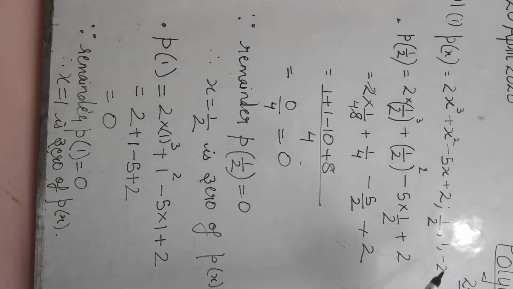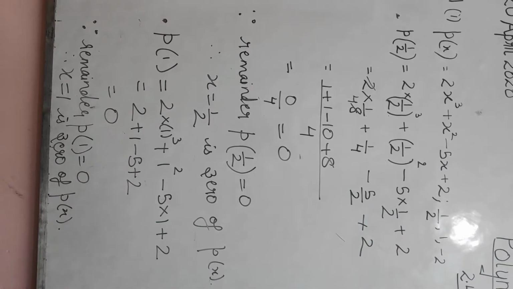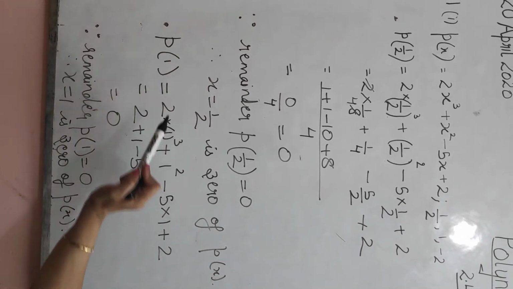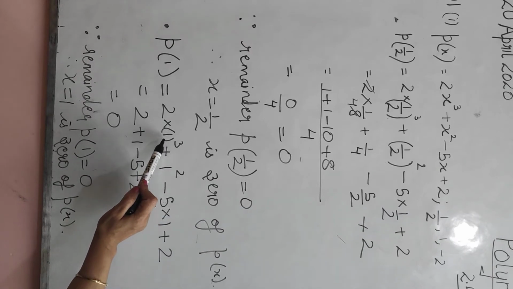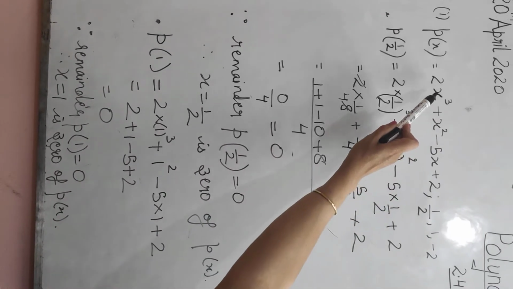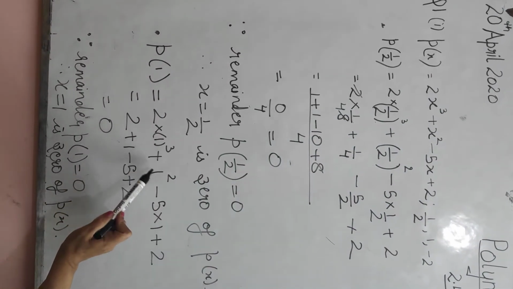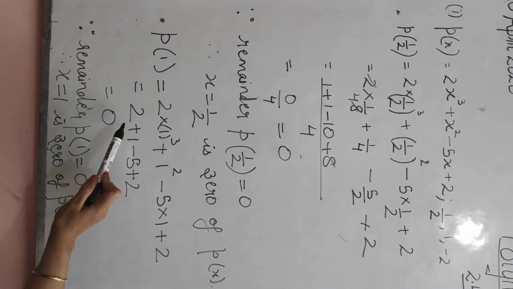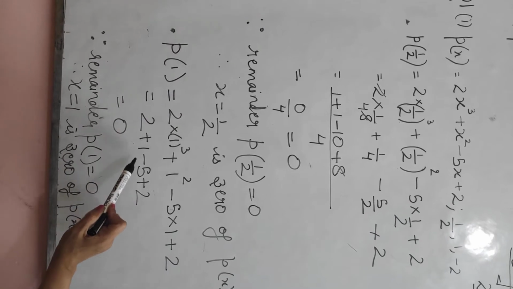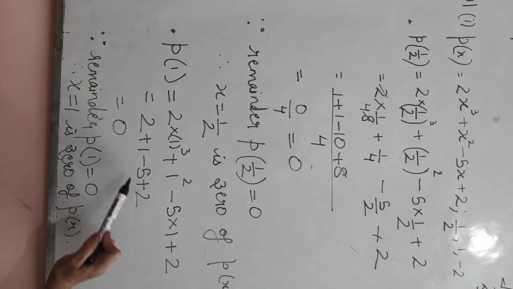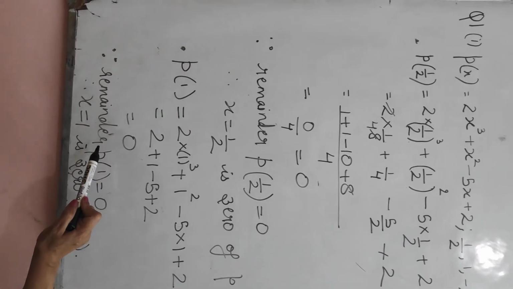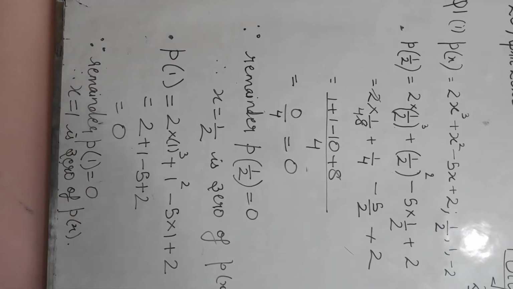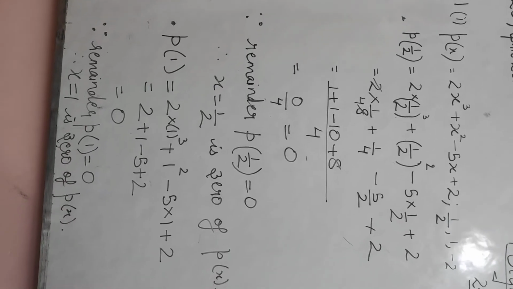Now let us verify whether 1 is the 0 of this polynomial or not. So we will be finding p of 1 by putting 1 in place of x in this only. So 2 into 1 cube plus 1 square minus 5 into 1 plus 2. Solving this, we get 2 plus 1 minus 5 plus 2 which comes out to be 0 again. So again remainder p of 1 is equal to 0. So x is equal to 1 is 0 of p of x.